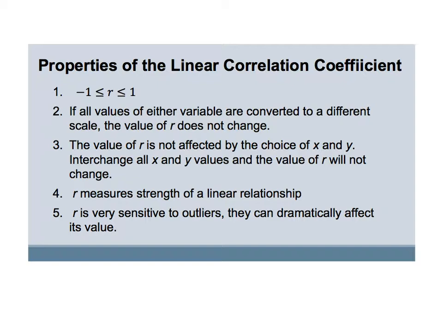R is the strength of the linear relationship. We've already said that. And R is very sensitive to outliers. So if there's any outliers, that's another reason you want to look at the scatter plot first. It can really mess your R up because it's trying to consider all the data values.